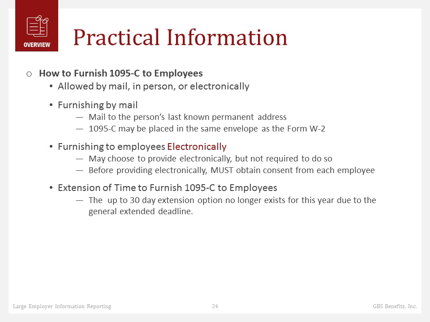If you want to furnish to your employees electronically, you may do so, but you must obtain consent from each employee before you do that. So make sure you get consent. The extension of time to furnish the 1095-C to employees, that was a 30-day extension, sorry, it wasn't automatic, you had to go through a process, no longer exists because the IRS has already extended the deadline a few months, and this deadline is longer than this 30-day extension would have been. So you don't get an additional 30 days beyond the new deadline, so make sure you're on time.